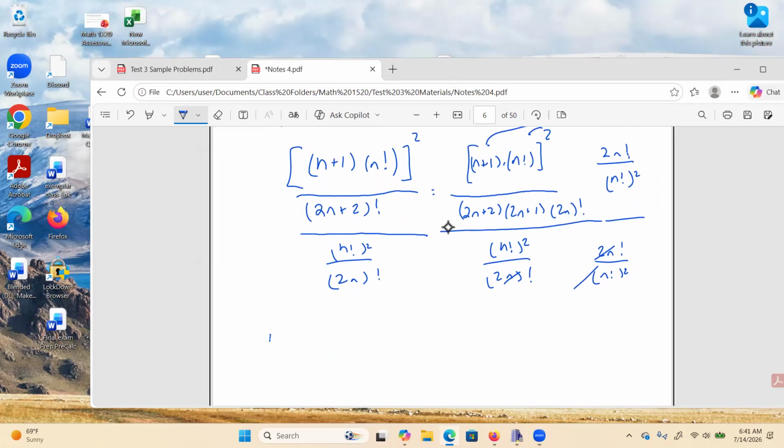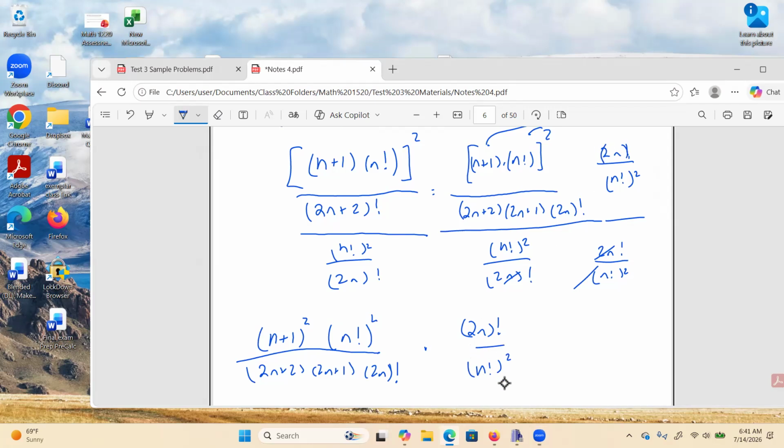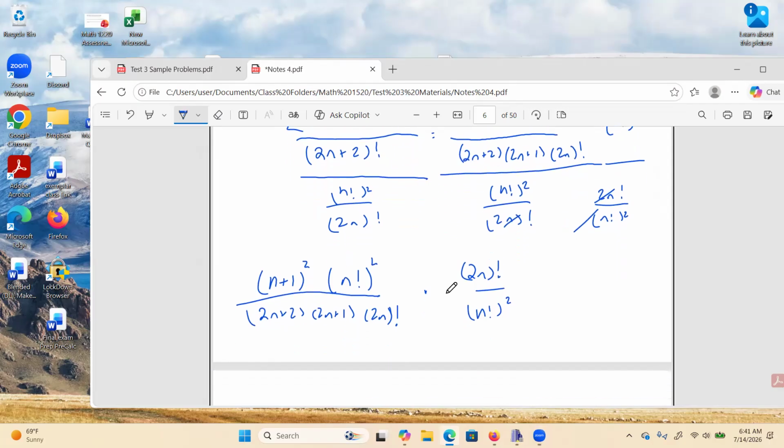So here we have (n plus 1) squared times (n factorial) squared. I applied the square to both of the terms that were multiplied together. And then we're going to be dividing by (2n plus 2) times (2n plus 1) times (2n) factorial, and then we're multiplying this by (2n) factorial, divided by (n factorial) squared. Now, here's why we applied the ratio test: a lot of this stuff cancels off.